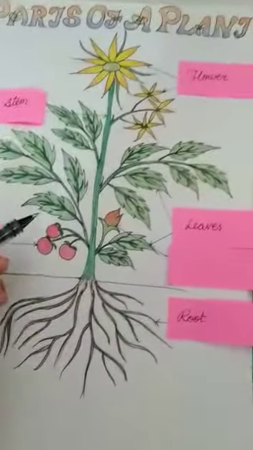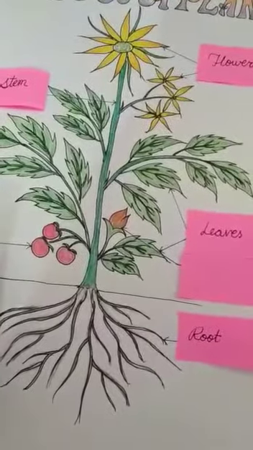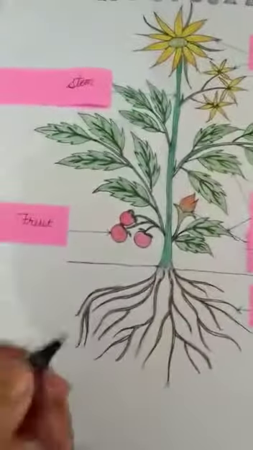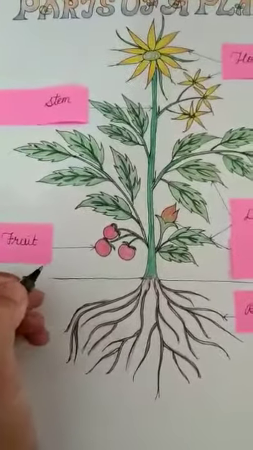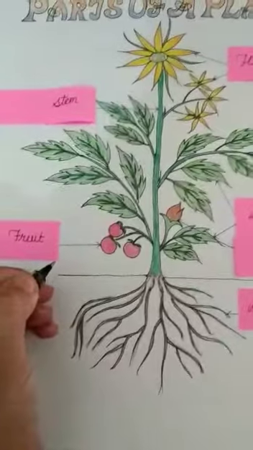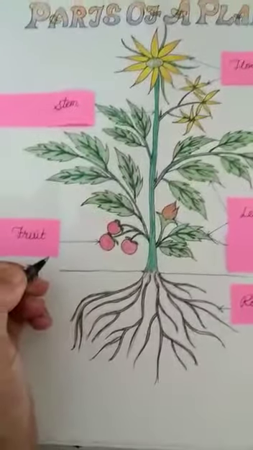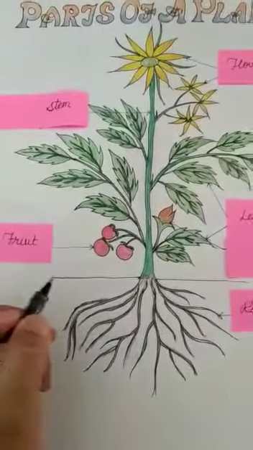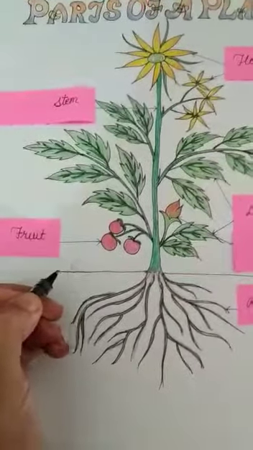And after that, the next part is fruit. Basically, all the fruits are edible in nature. Now about the function of the fruits. These protect the seeds inside them. Fruits protect the seeds inside them. These enclose seeds inside them and protect the seeds.